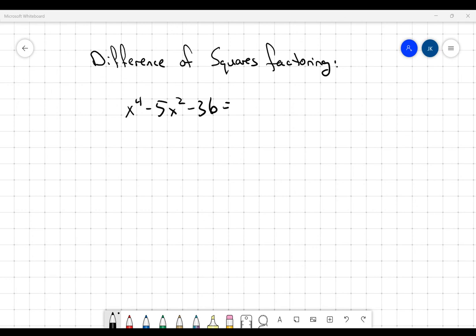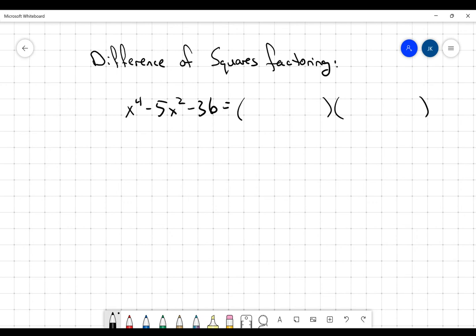Because notice that when I go from the first term to the second term, my degree drops by half, and then my last term is a constant. Well, that is the pattern of a quadratic. And so when I factor a quadratic like this, I usually use guessing and checking as my method.